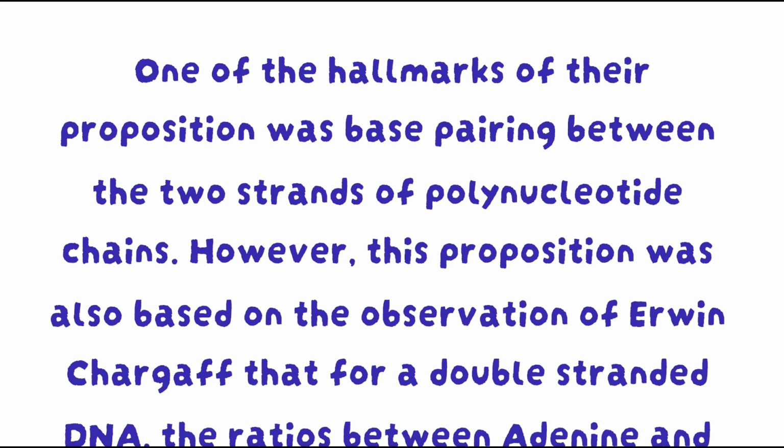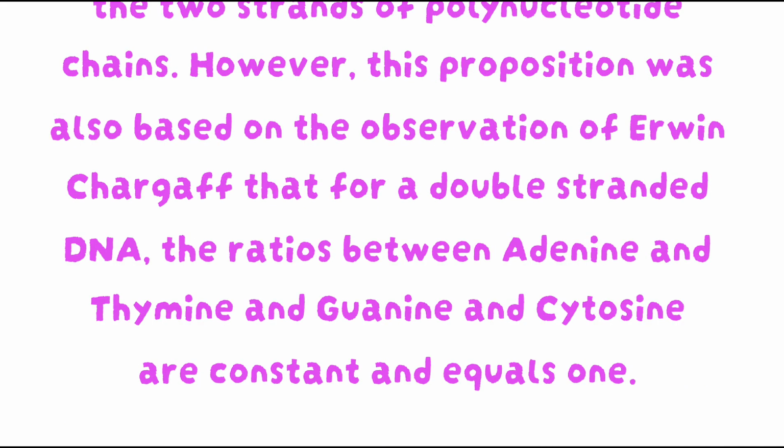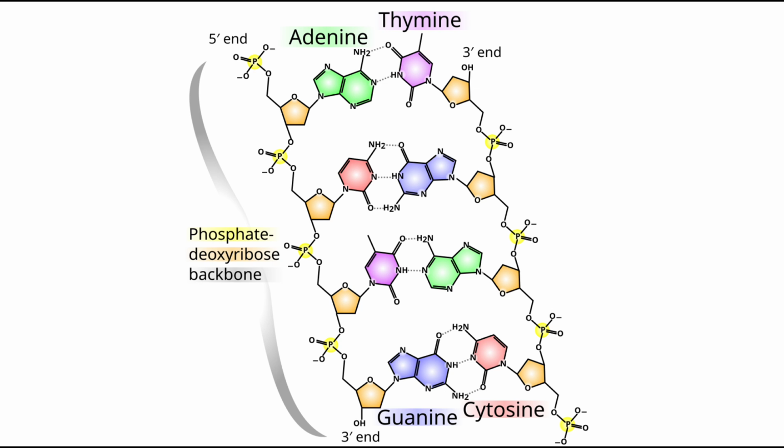This proposition was also based on the observation of Chargaff, that in double-stranded DNA the ratios between adenine and thymine, and guanine and cytosine, are constant and equal. So base pairing confers a very unique property to the polynucleotide chain. The strands are said to be complementary to each other, and therefore if the sequence of bases in one strand is known, then the sequence in the other strand can be predicted.